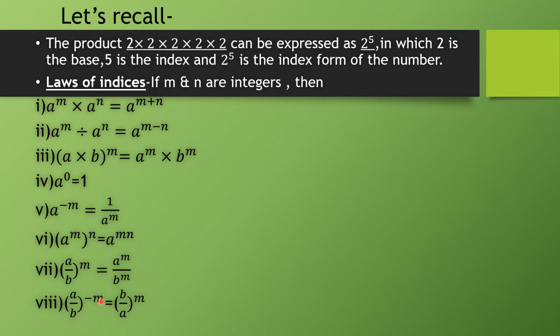Here the index is negative. If you want to make it positive, then you can write the reciprocal of this number, that is, denominator becomes numerator here and numerator becomes denominator here. This is known as the reciprocal. Okay, these are all the laws of indices. You can study it again and write it in your notebook.